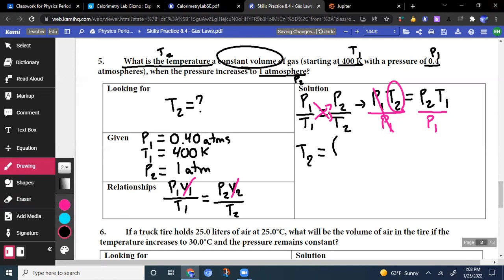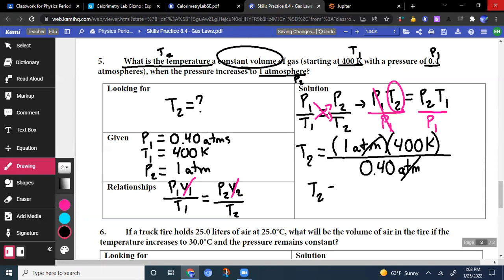All right, so let's put this in. P2 is 1 atmosphere times T1, that's 400 Kelvin, over P1, which is 0.40 atmospheres. See, atmospheres cancels, your answer is in Kelvin. And you're going 1 times 400, which is 400, and you're taking 400 divided by 0.4. Yeah, 1,000 Kelvin.